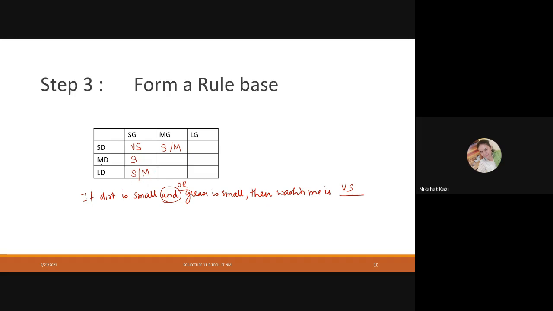Okay. Similarly, medium dirt, medium grease, both are there to a considerable extent on the clothes. Let us assume this is medium, or it could be long wash time, right? Similarly, small dirt and large grease. Small dirt and large grease. What will come here?